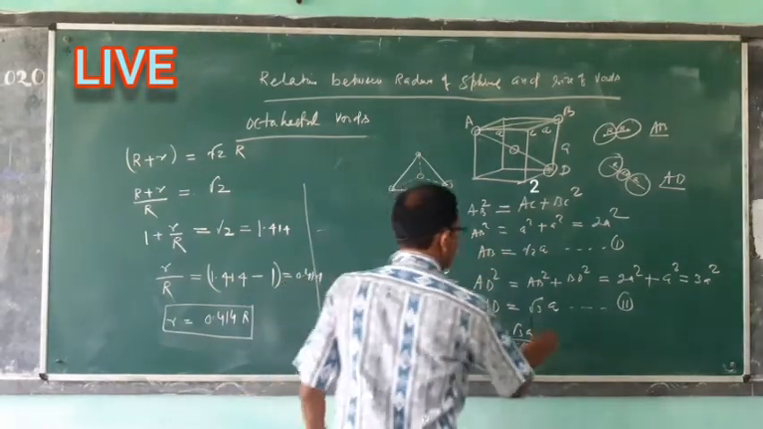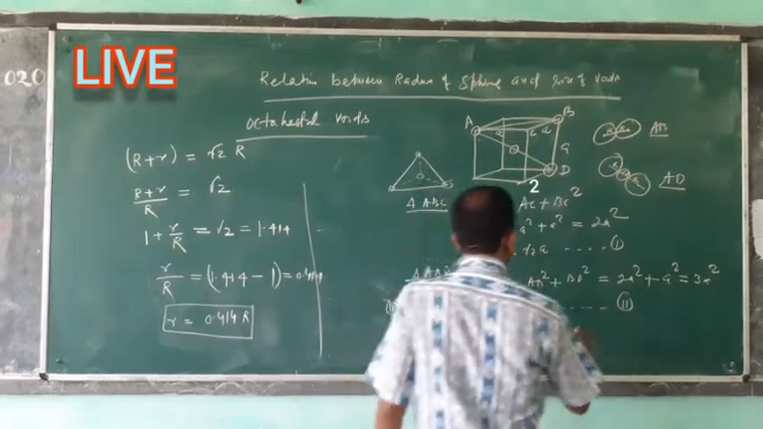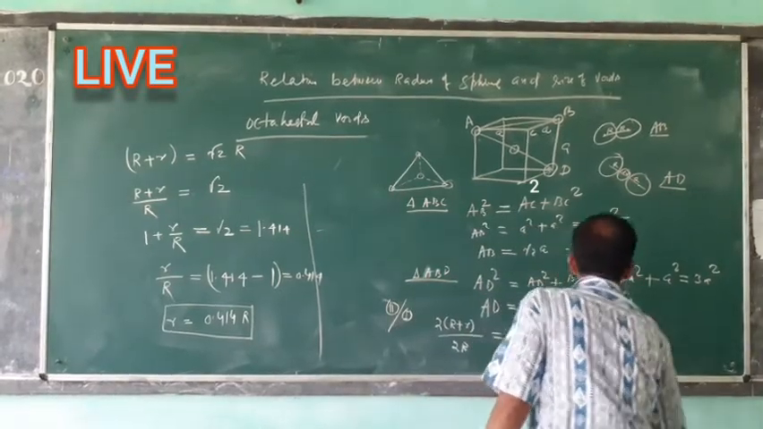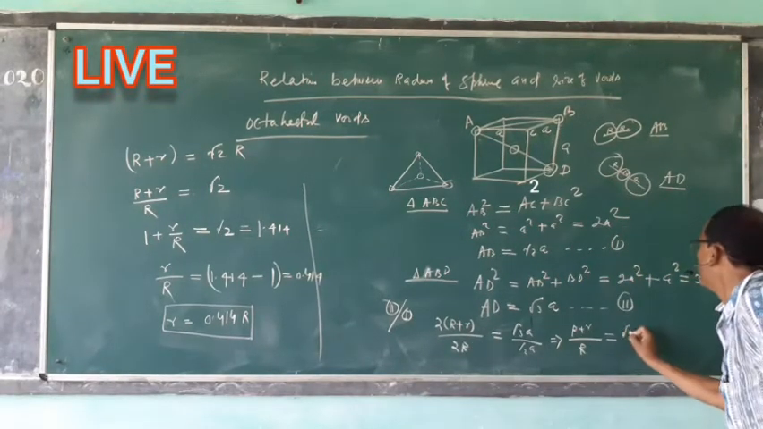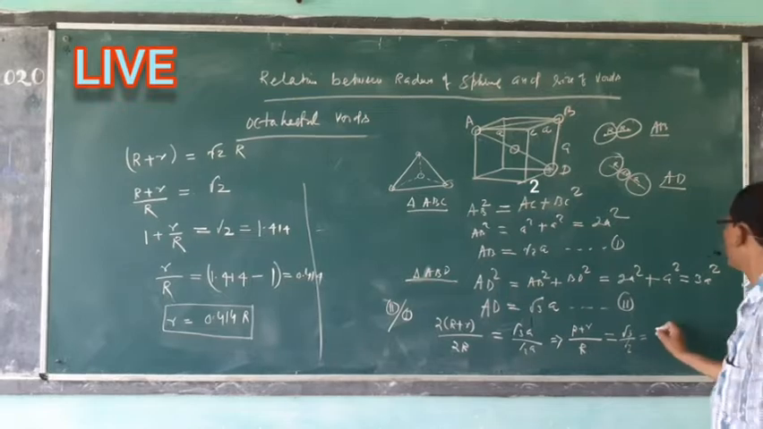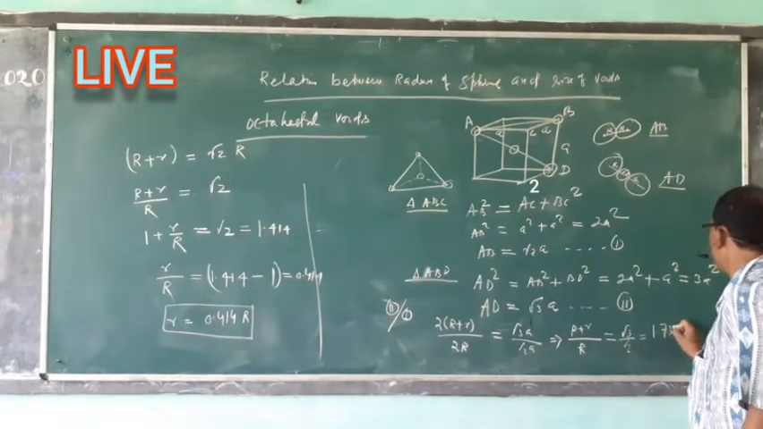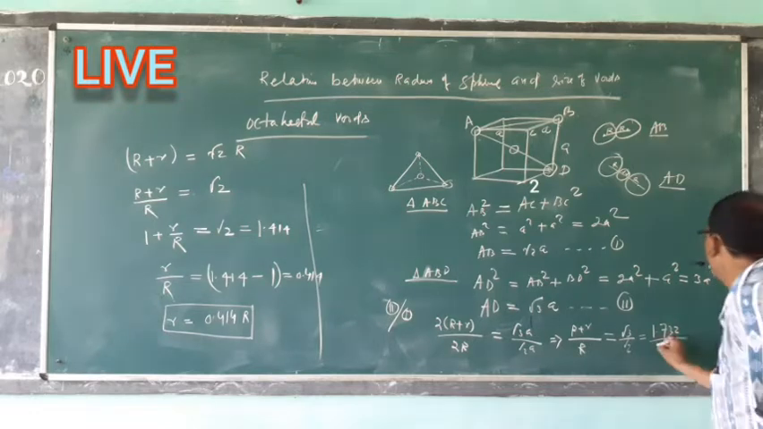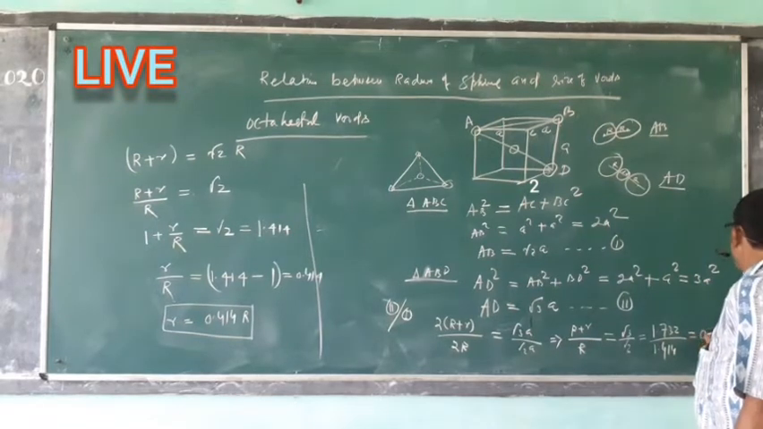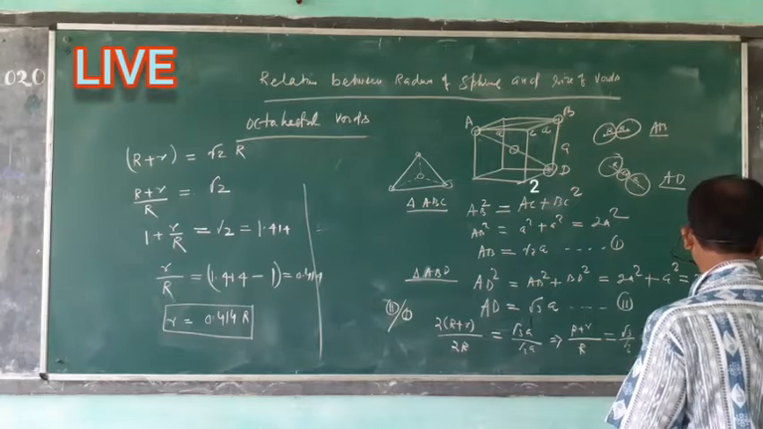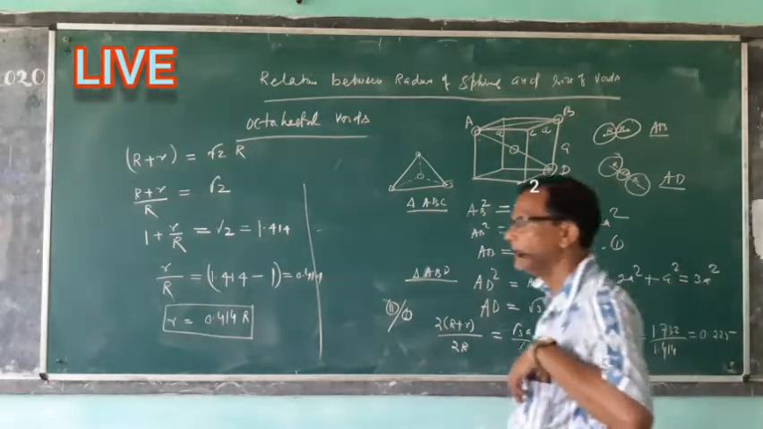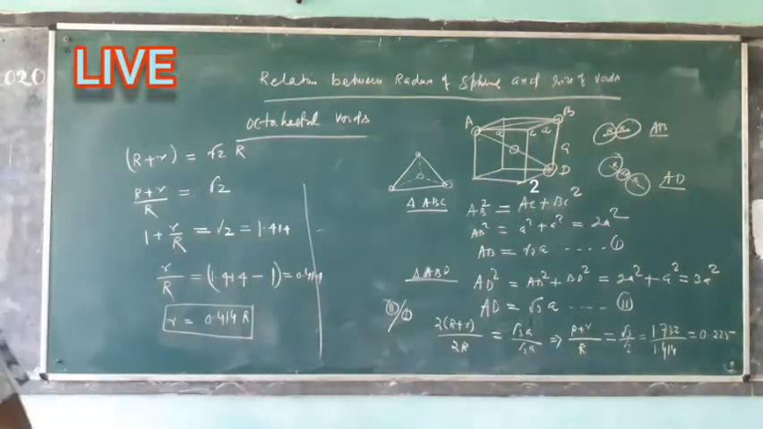So it will be R plus r by capital R is equal to root 3 by root 2, which is equal to, we know, root 3 is equal to 1.732 and root 2 is equal to 1.414, which is equal to 1.225.